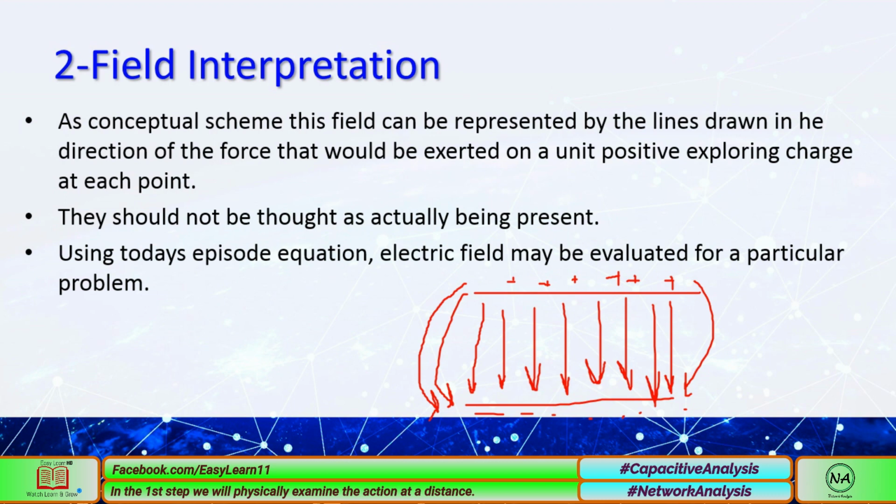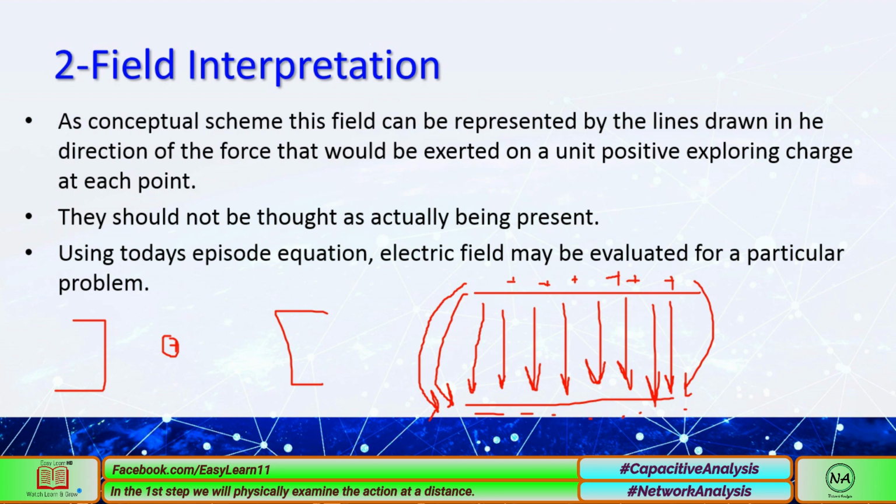The direction of the force that would be exerted on a unit positive charge, this can be exploring charge at each point. In the previous slide we discussed two charged bodies, with a positive charge placed between them. This unit charge is basically experiencing a force at each point. These are the field lines that we can draw here. That's why it is actually experiencing a force.